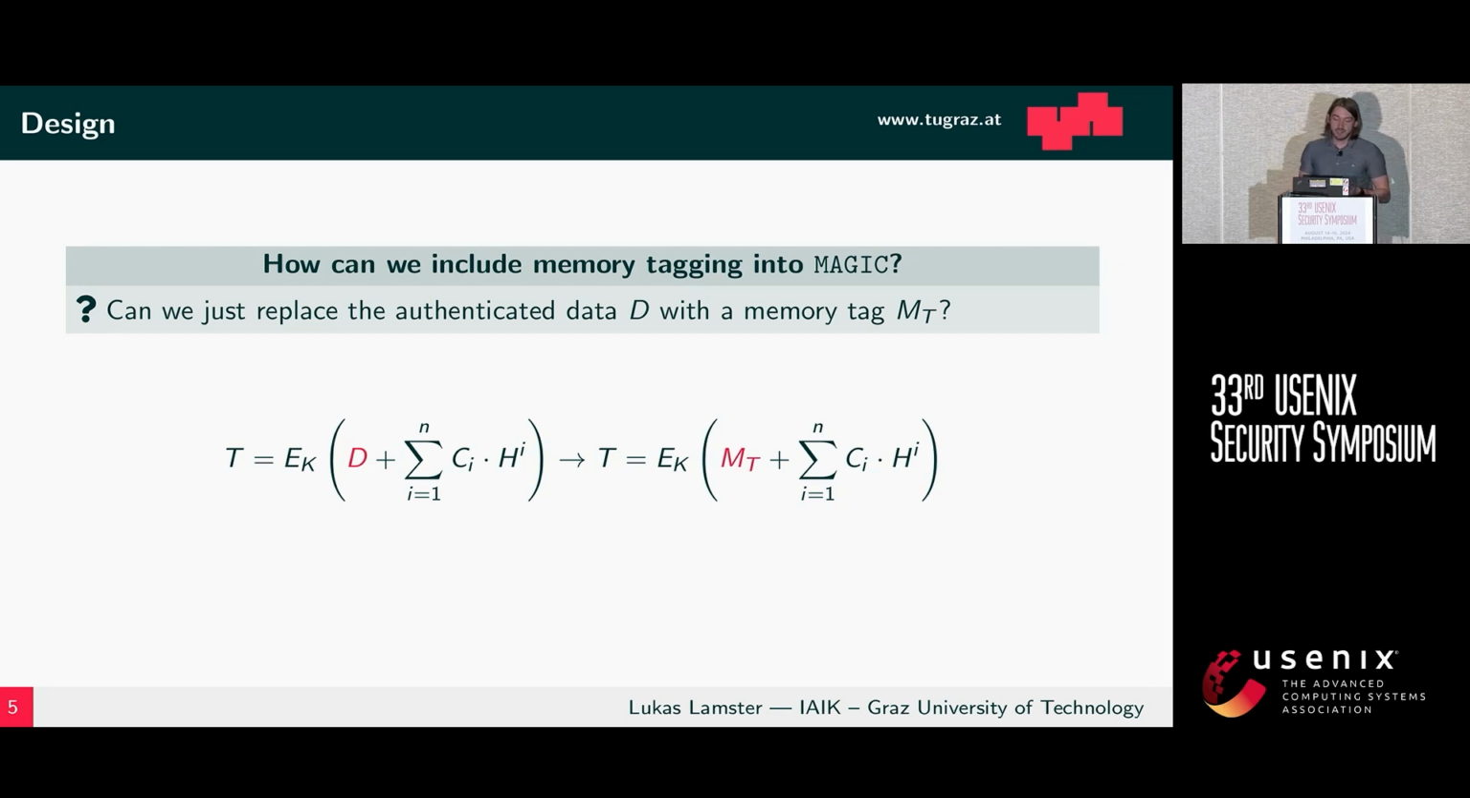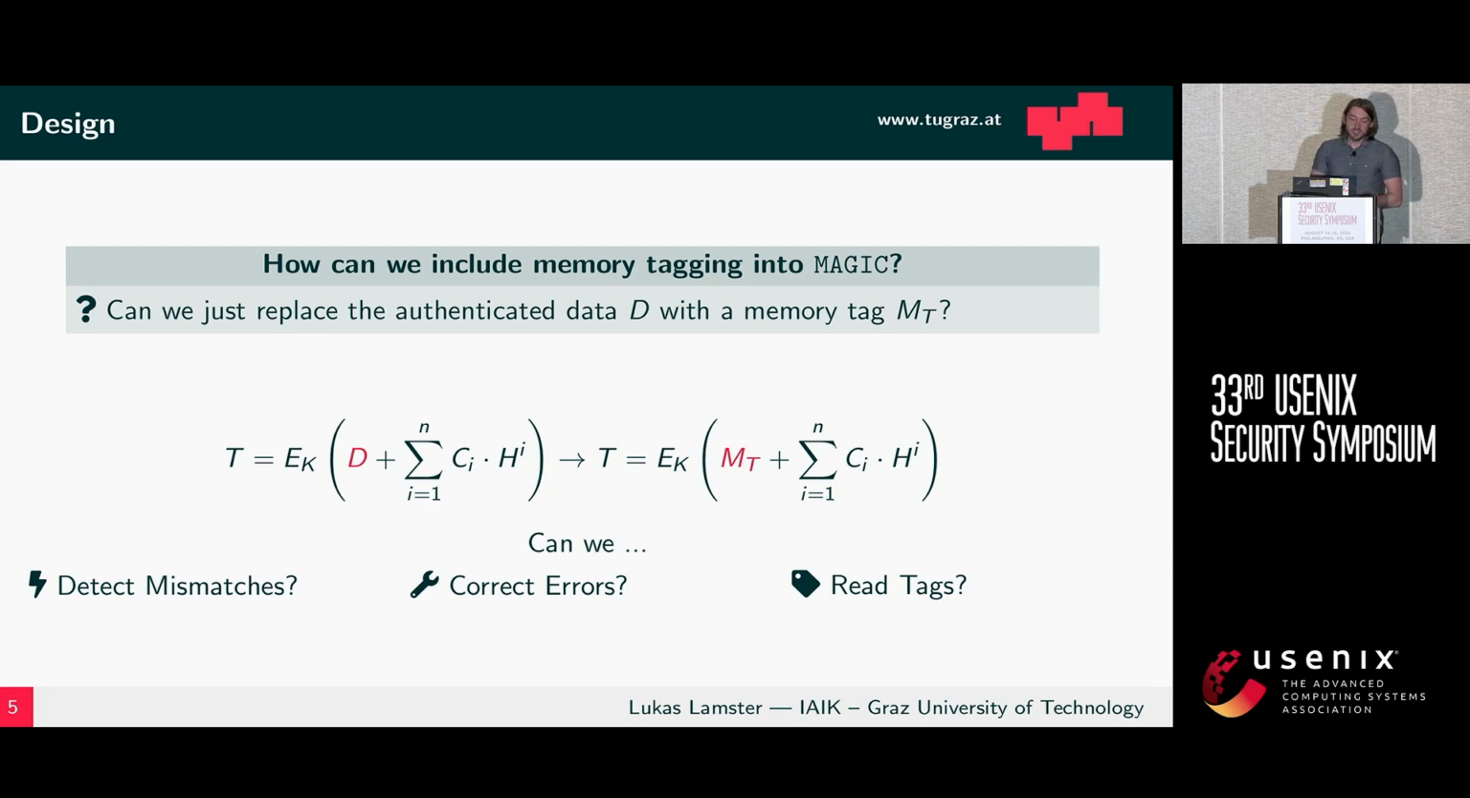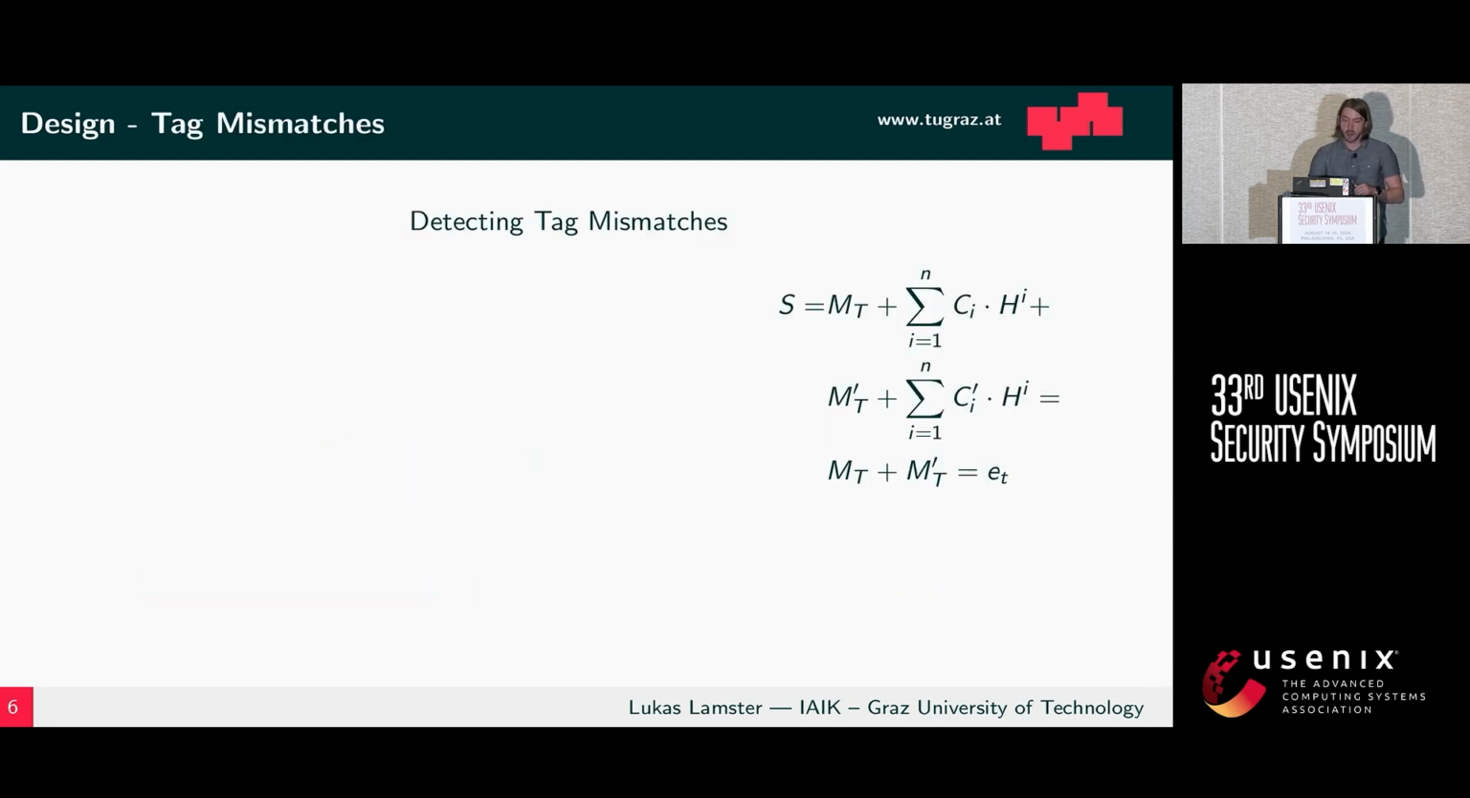Can we just go ahead and replace the authenticated data D with some memory tag MT? That would be really easy, right? Well, can we detect tag mismatches if we do that? Can we still correct errors? And can we read those tags? Because reading tags might be important depending on what tagged architecture we want to implement.